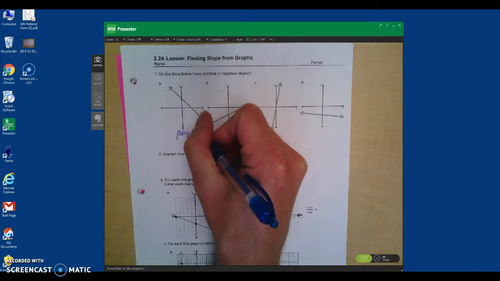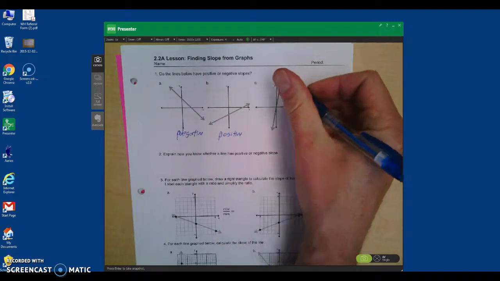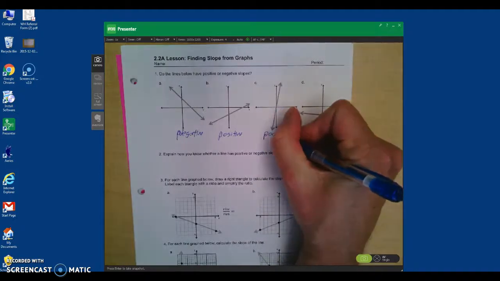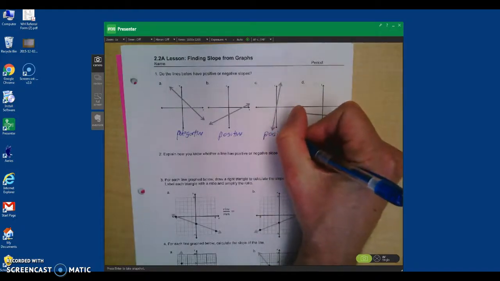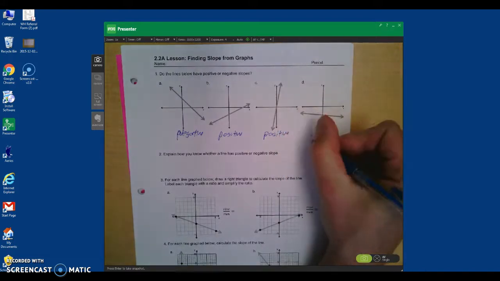Negative. I almost wrote positive. Positive. Really positive. Super steep. And hardly at all downhill, but still negative.